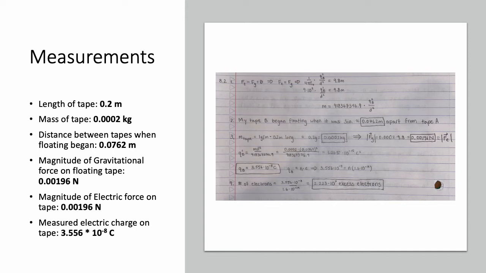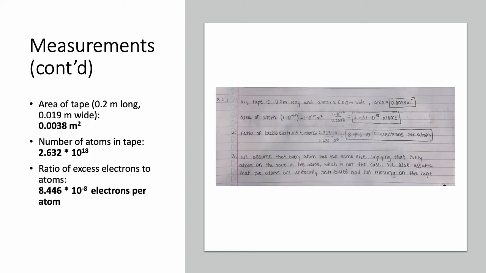And then using some calculations, I was able to find the electric charge on the tape. This is going to be equal to the square root of the force times the distance between the two squared over Coulomb's constant, or K. This will give us 3.556 times 10 to the negative 8th coulombs. Some more measurements that I continued to do were to find the number of atoms in the tape, as well as the ratio of excess electrons.